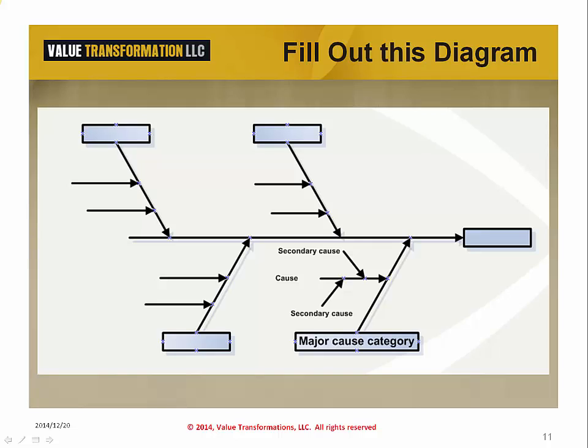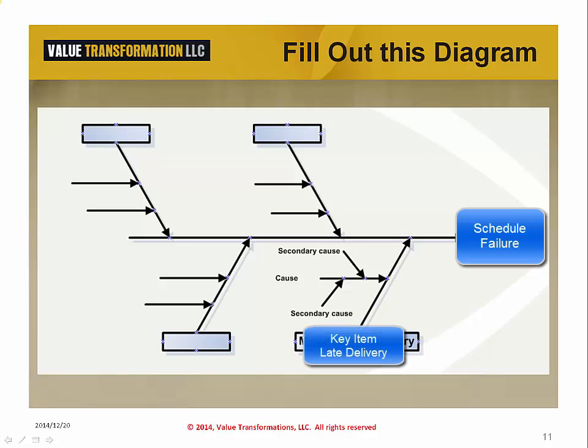So for this example, let us consider a failure in the schedule. We will not meet the expected delivery date. The major cause could be late delivery of a key item with dependencies. The secondary cause could be available talent and perhaps late marketing or customer studies.